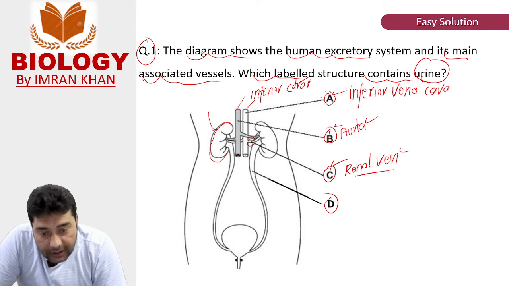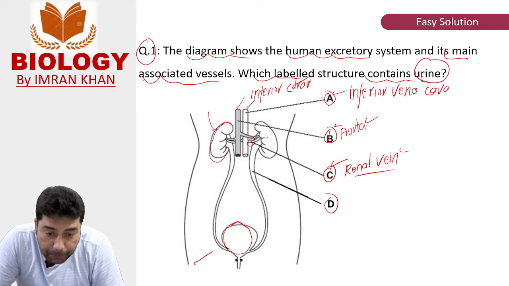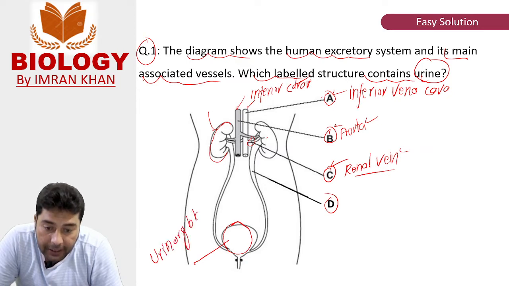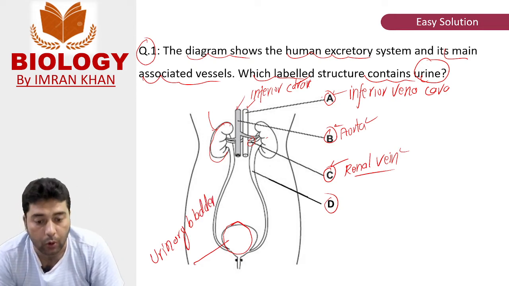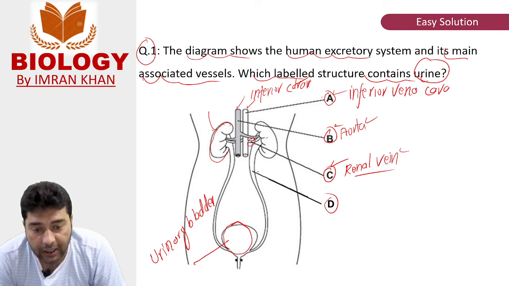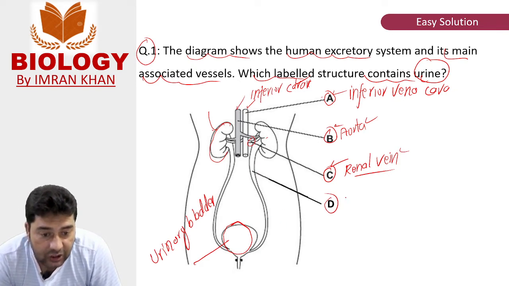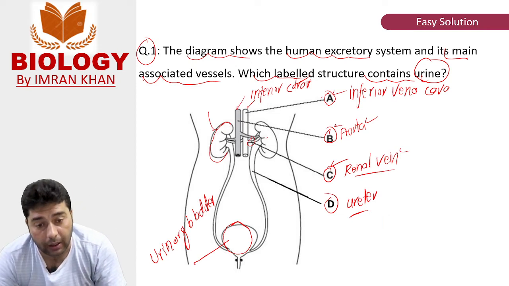Delta is the duct that originates from the kidney and enters this pear-shaped structure, which is called the urinary bladder. The function of the urinary bladder is to collect urine before urination. So any duct that originates from the kidney and enters the urinary bladder is referred to as a ureter. Now this was the first step of our solution.